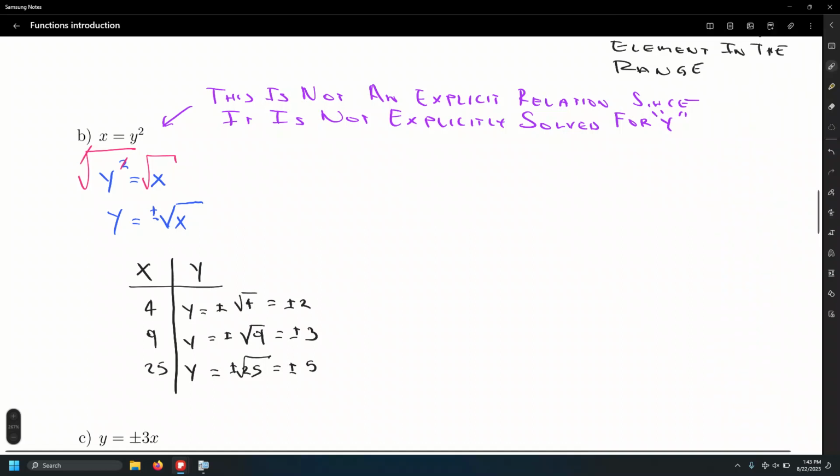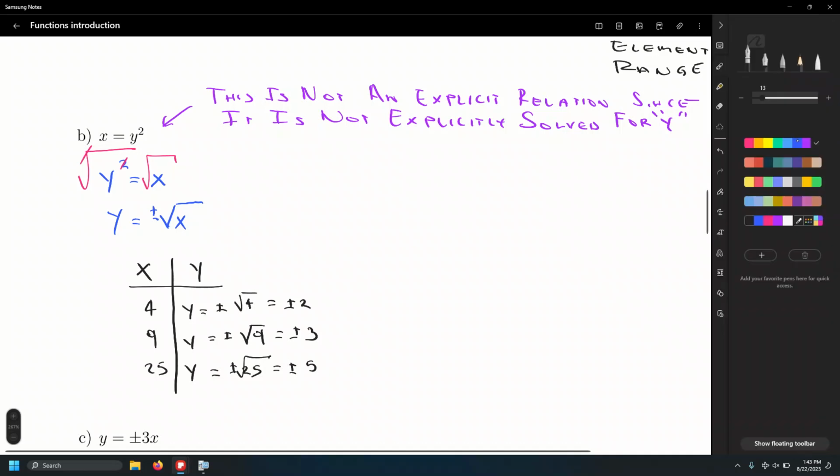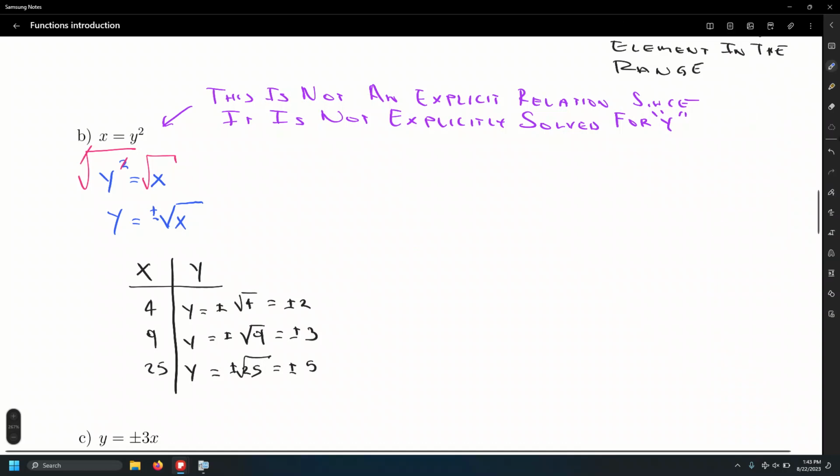Now, how would the mapping for this look like? Okay, what inputs do we have? Well, our only inputs are 4, 9, and 25.